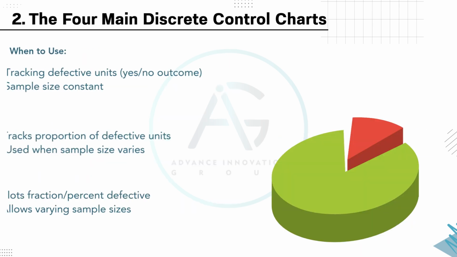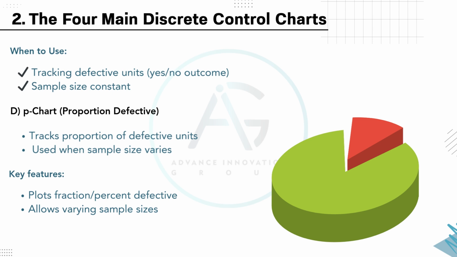Now let's move to the final type of discrete control chart, the P chart, which is used to track the proportion of defective units in a sample. When to use a P chart: when you're evaluating units as defective or not. So again, a binary outcome. However, unlike the NP chart, the P chart is used when the sample size is not constant. This makes it ideal for real-world situations where your inspection size can vary, say 80 units one day, 120 the next. Key features. The P chart plots the percentage or fraction of defective units in each sample.